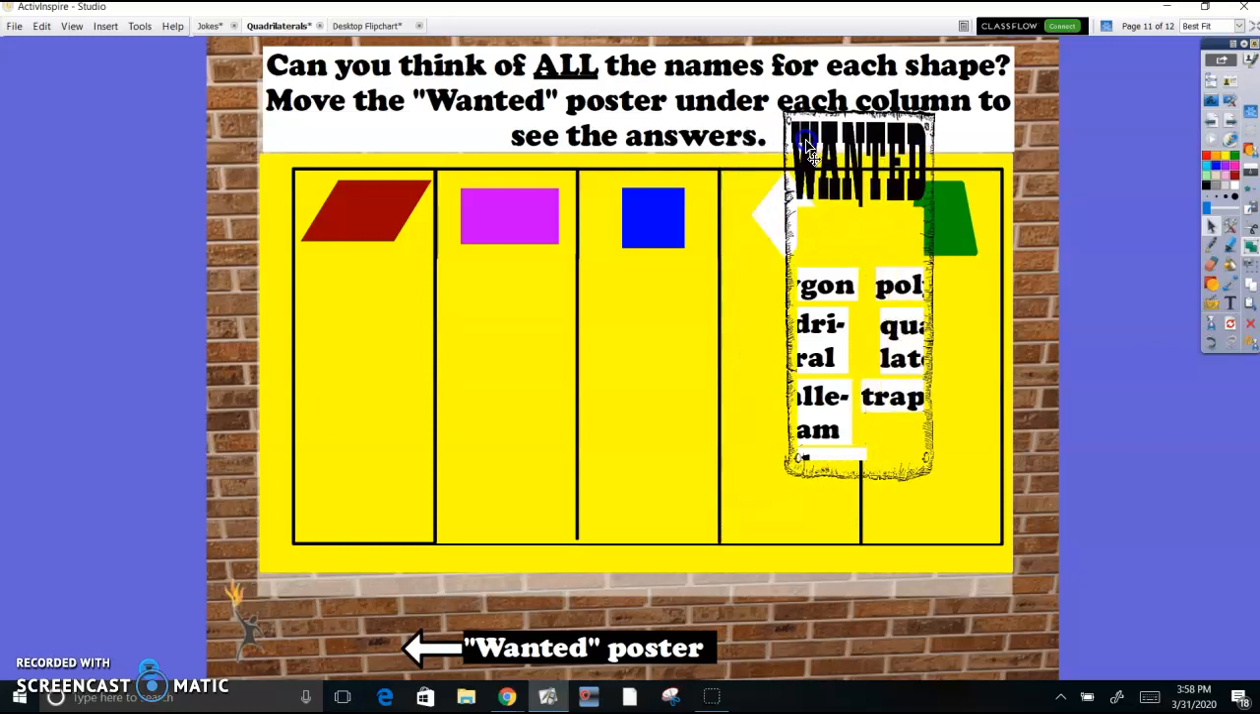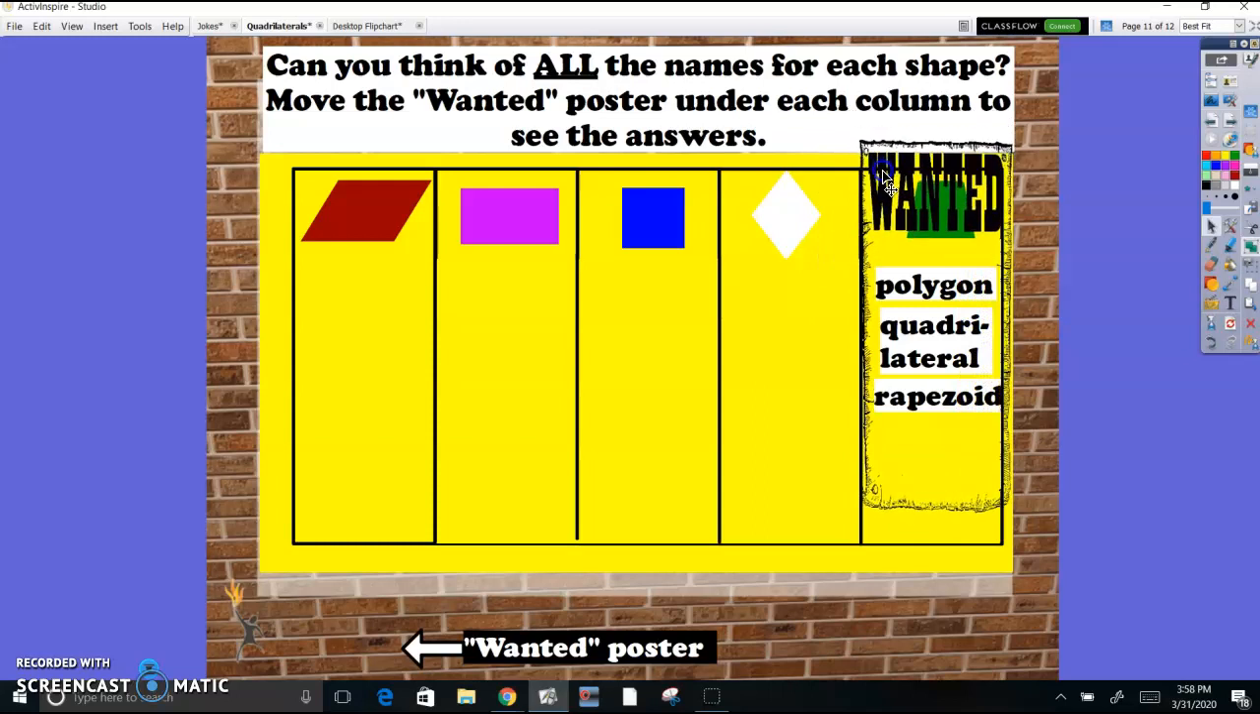And last but not least, here's Mr. Loner. It is a polygon, a quadrilateral, and just trapezoid. That's the only name for a trapezoid.